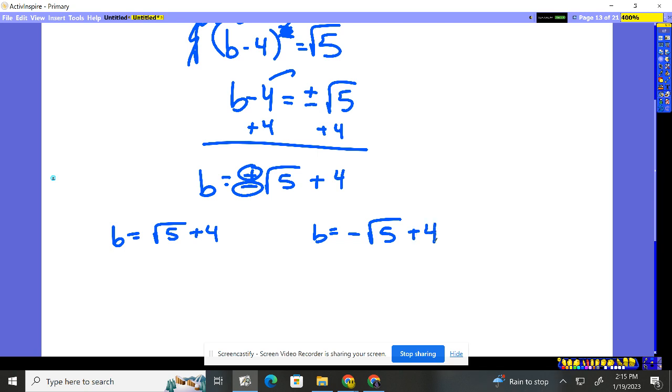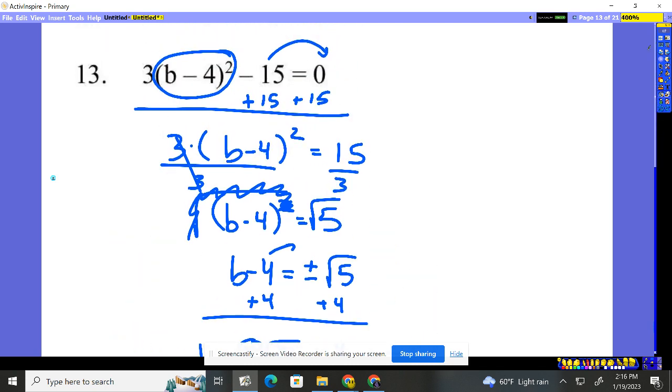I grab my calculator, I do square root of 5, I hit enter, I then add 4, and that gives me approximately, I'm going to go to the hundredths, 6.24. Grab my calculator again, I type in negative root 5, I hit enter, it gives me like negative 2.24 something, and then I add 4 to it, which then gives me to the hundredths about 1.76, and those are your two solutions to this equation for b's value up here. Plugging in there, that would make this a true equation.